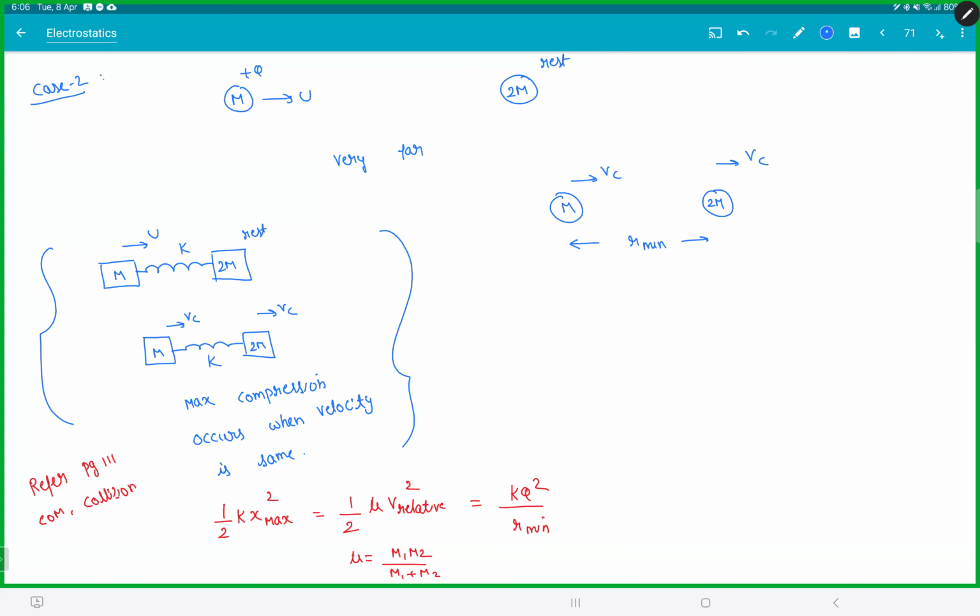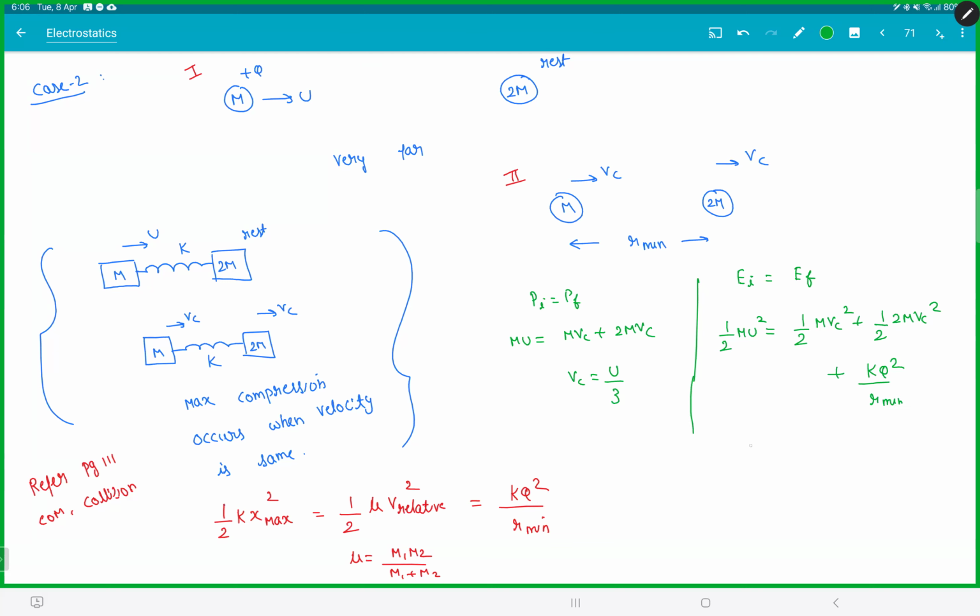Great. Now, how do we solve? So this is state 1 and state 2. Initial momentum is equal to final momentum. Mu is equal to mv square plus 2mvc. Vc is equal to mu by 3 or u by 3. Initial energy is equal to final energy. Initial energy half mu square, final energy half m vc square plus half 2m vc square plus the potential energy, which is kq square by r minimum. Take vc and substitute here, we will get kq square by r minimum.